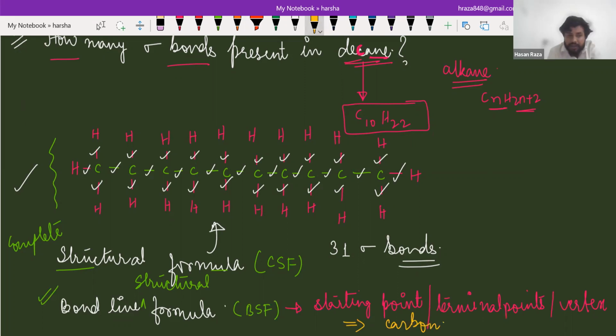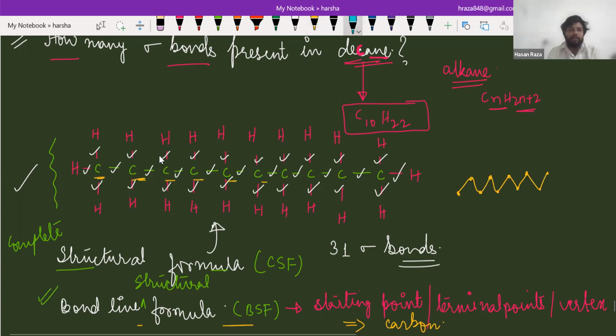And in the bond line structural formula, BSF, we don't need to show hydrogen. We only have to show other elements except hydrogen and carbon. Now see, there are 10 carbons. If I write the BSF of this, it's very easy. This is the first carbon, the second, third, fourth, fifth, sixth, seventh, eighth, ninth, and then the tenth.